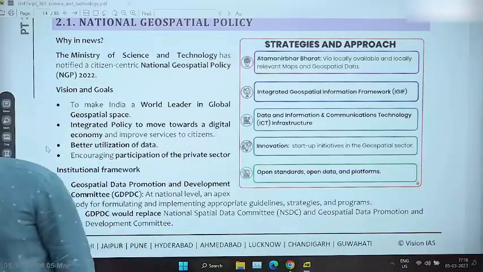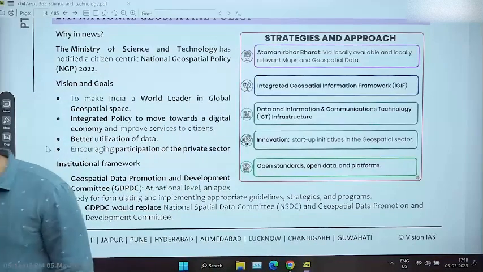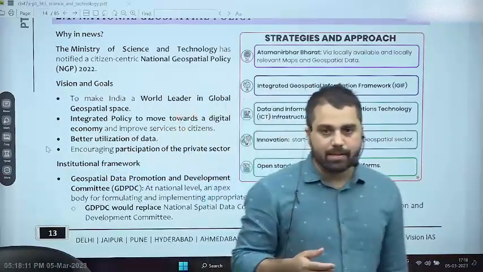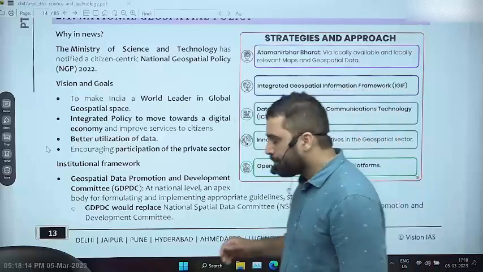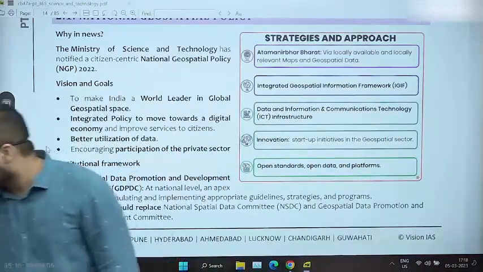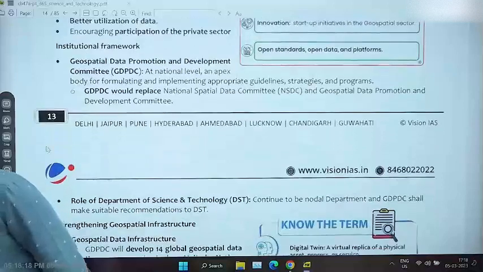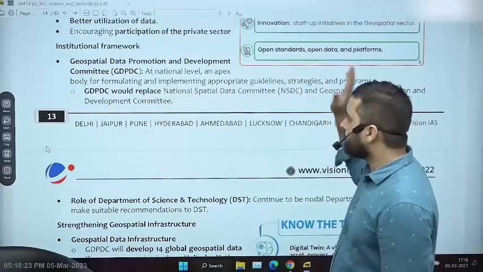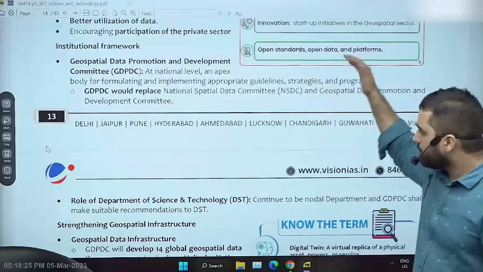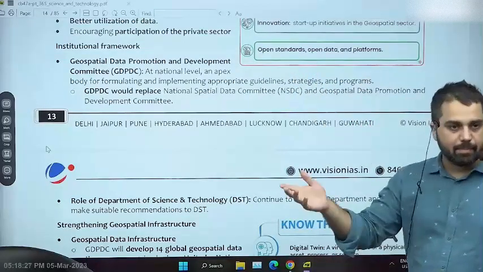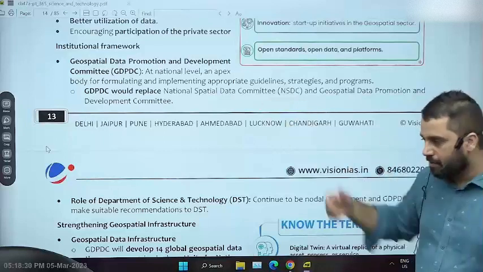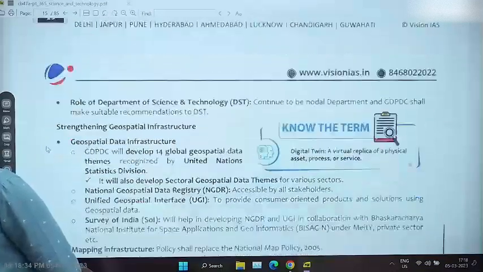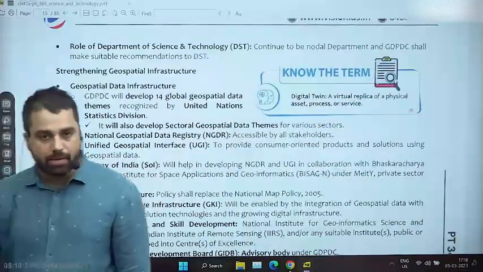The focus of this policy is that we have to make India, again all those cliche words, that India has to become world leader into geospatial technology and all of that. But there are some institutional arrangements which you should know. For example, we are going to have a committee, a geospatial data promotion and developmental committee. That will be a national level body. It will have many experts from different domains. Department of Science and Technology is going to be the overall body to implement this policy.